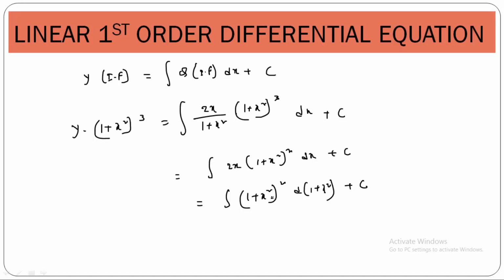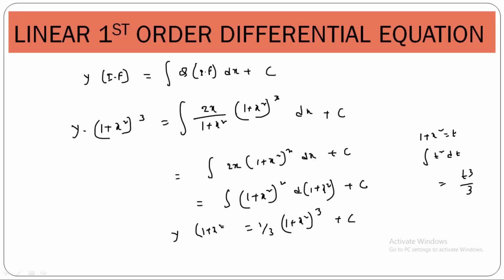That is, if you put 1 plus x square as t, it will be t square dt. So if you put 1 plus x square equal to t, then your integration will be nothing but t square dt. So it will be just t cube upon 3, and t cube means (1 plus x square) cube. So it will be 1 by 3 (1 plus x square) whole cube plus c. So this is y into (1 plus x square) whole cube.